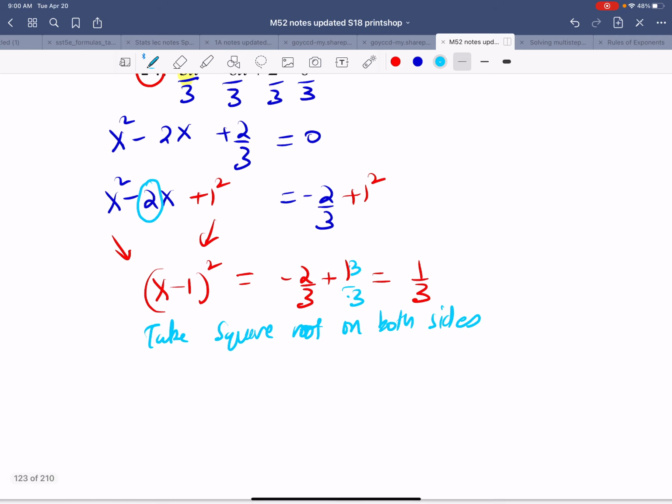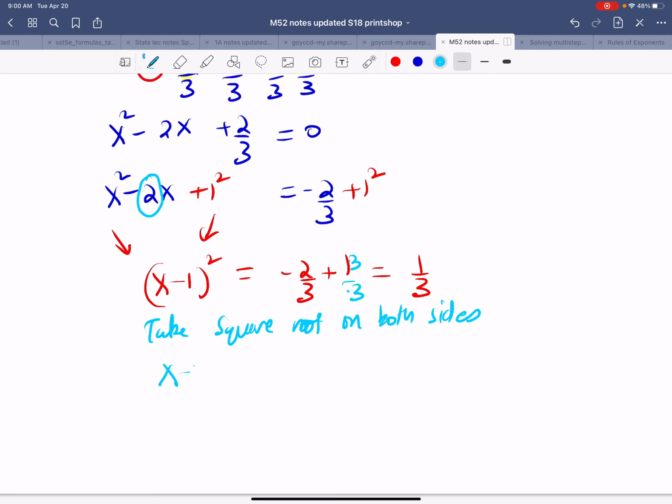So when I take square root on both sides, I'm going to be left with x minus 1 on the left-hand side, but plus minus 1 over square root of 3. There's a little bit of issue over there because we're not allowed to leave square root in the denominator. We would have to rationalize, and it would become root 3 over 3. The reason why we did this is because we had a square root in the denominator, and it's a norm not to leave square root in the denominator.